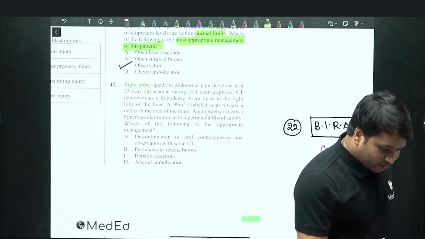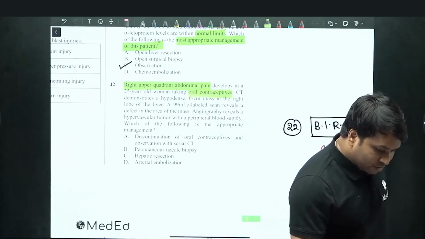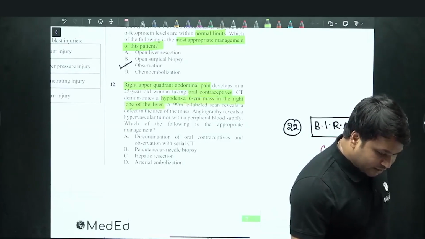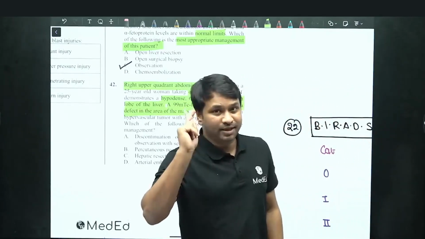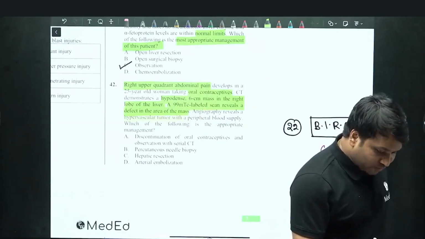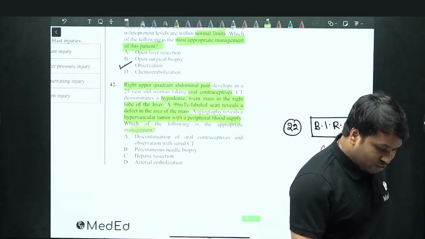Right upper quadrant abdominal pain develops in a 25-year-old woman taking an OCP. CT demonstrates a hypodense 6 centimeter mass in the right lobe of the liver. Technetium 99 scan reveals a defect in the area of the mass, that is, technetium uptake is there, that is possible in infective lesions. Angiography reveals a hypervascular tumor with a peripheral blood supply. Which of the following is the appropriate management?